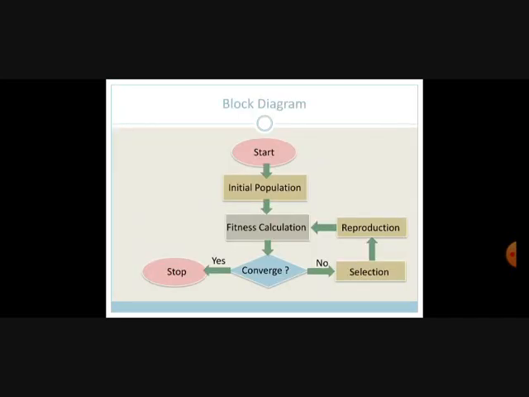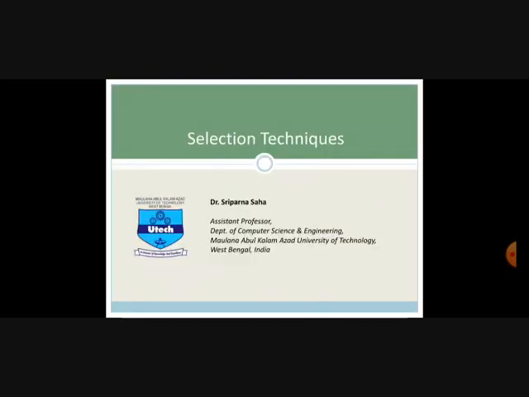Till now, we have already covered the block diagram of simple GA. Here we have already discussed how to generate the initial population and then calculate their fitness. After that, if the generated population doesn't converge, then how to select the best fitted population from the mating pool, that we are going to discuss in today's topic. So today we are going to talk about selection techniques.